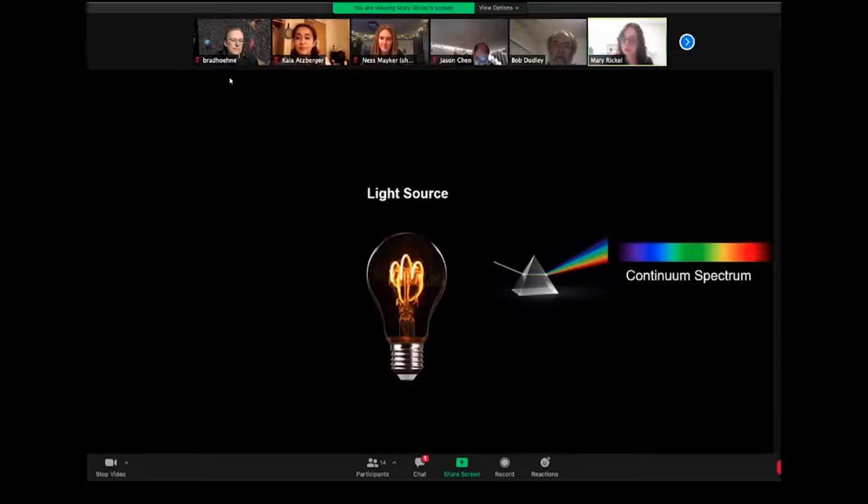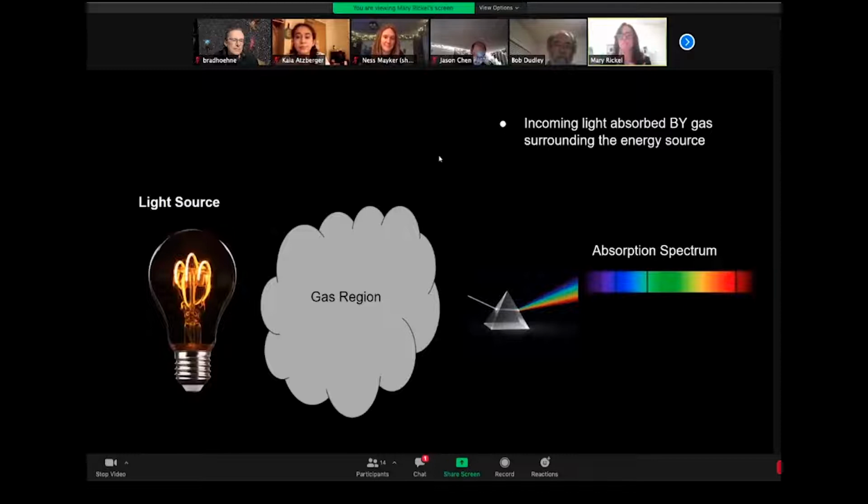Now, let's say that we have a region of gas in front of this light source. So this light source could be the light bulb or it could also be, for example, a star. And so the incoming light is absorbed by the gas surrounding the light source. Okay, so I have this light bulb here on the left, this gas region in the middle, and then here we've got a diffraction grating and we're able to obtain that absorption spectrum.